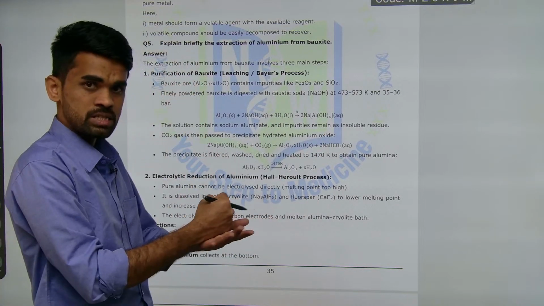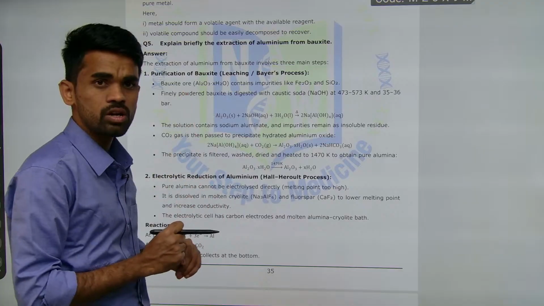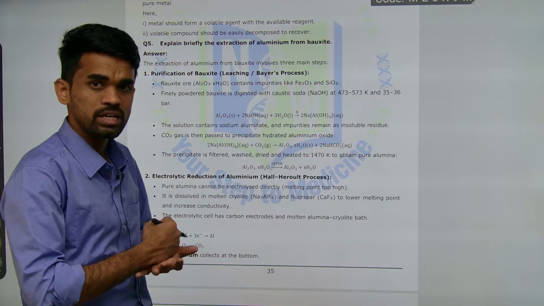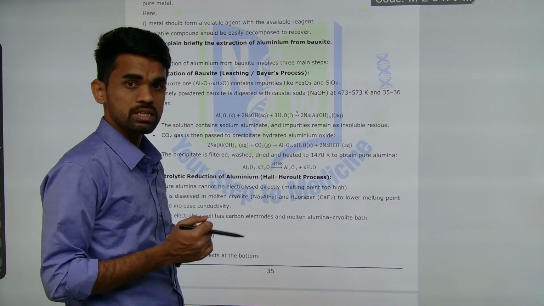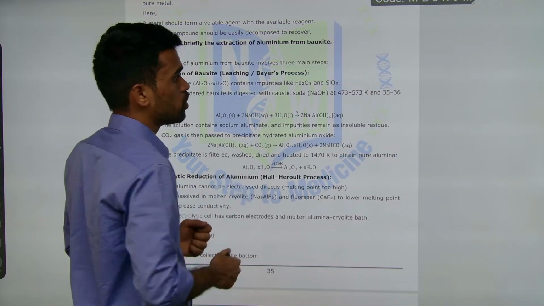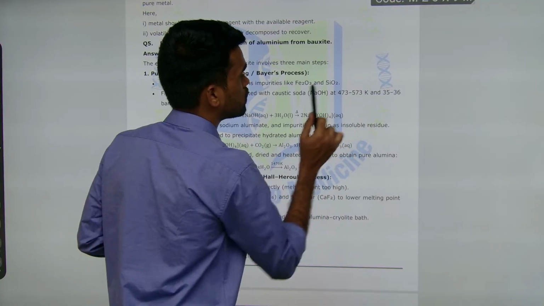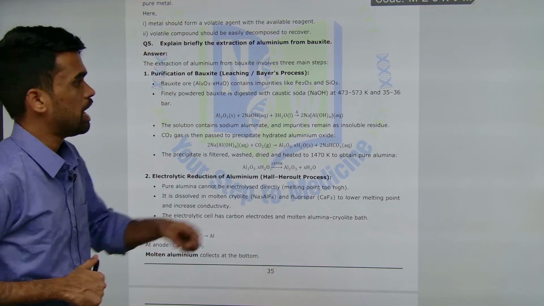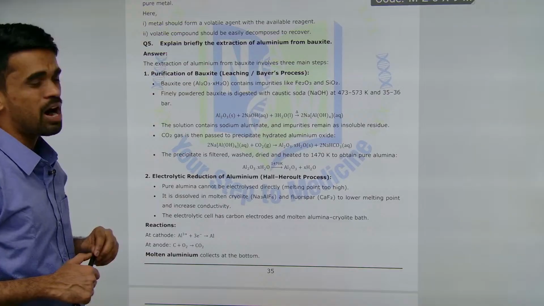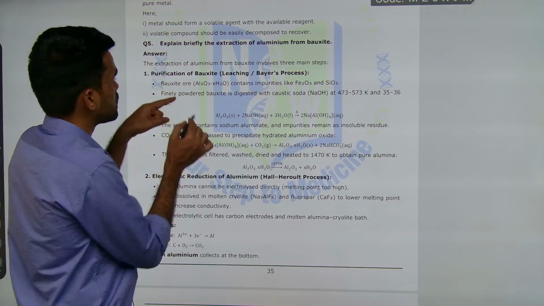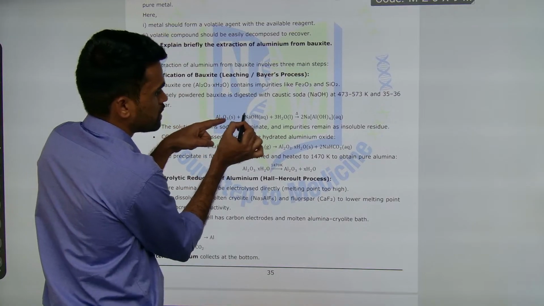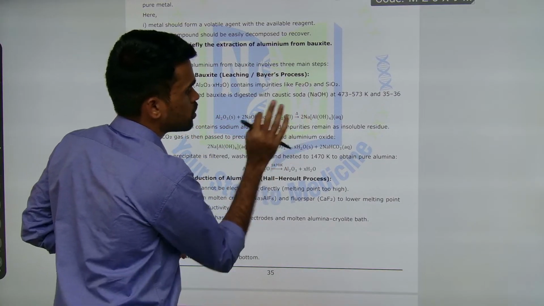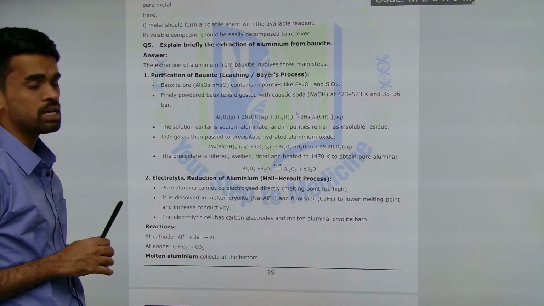So first crush that bauxite ore, take it in powdered form, and mix it with caustic soda, NaOH. That process is called digestion, at a temperature of 473 to 573 Kelvin and 35 to 36 bar pressure. Now what happens? The bauxite containing Al2O3 is digested with NaOH and forms sodium aluminate.